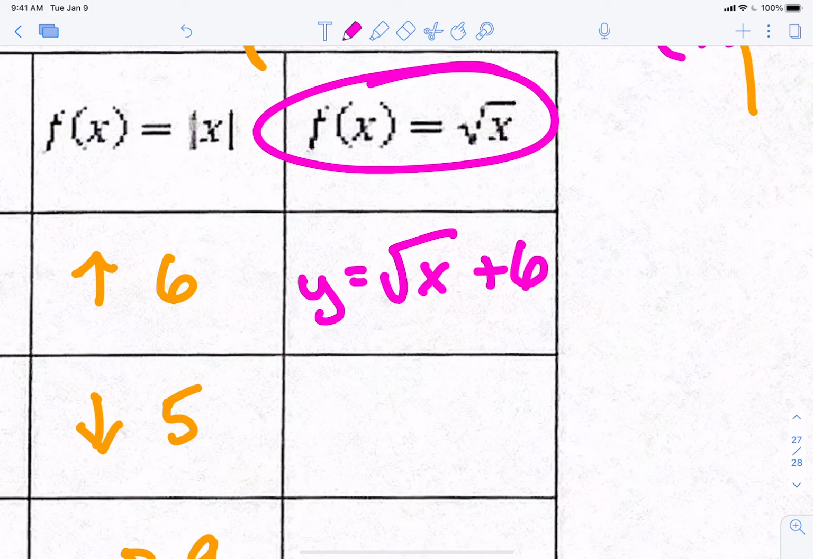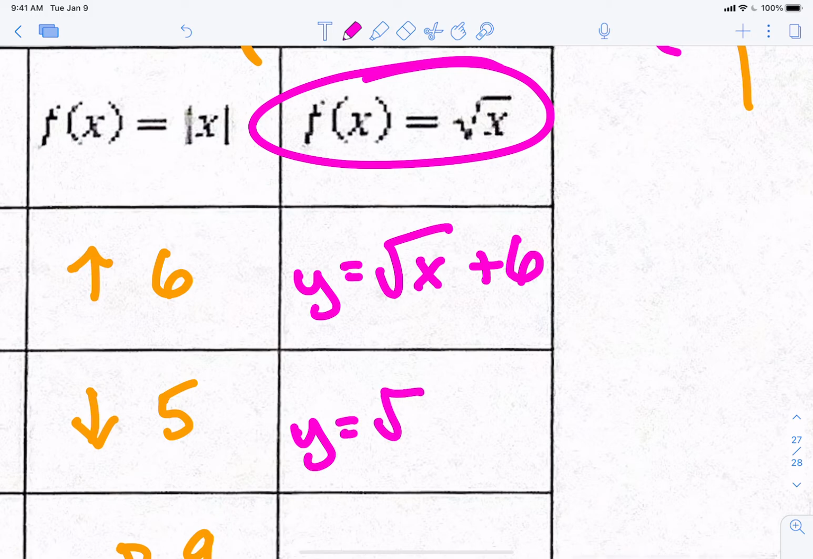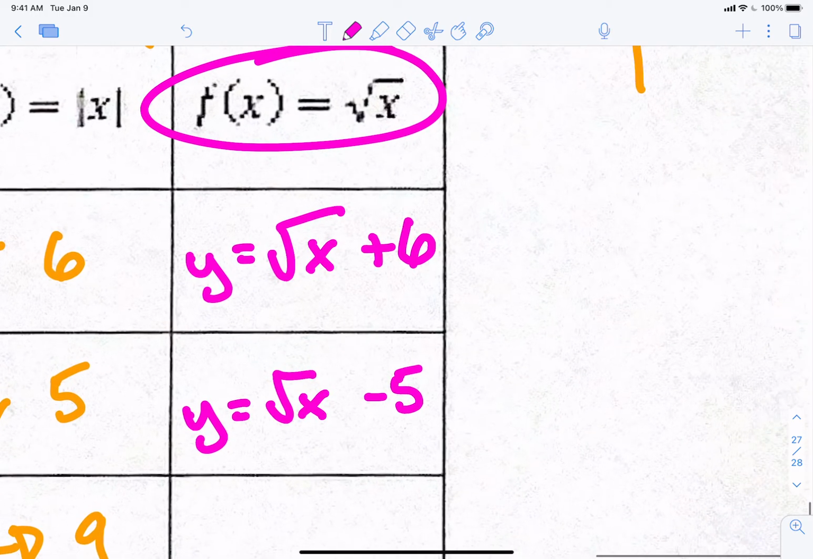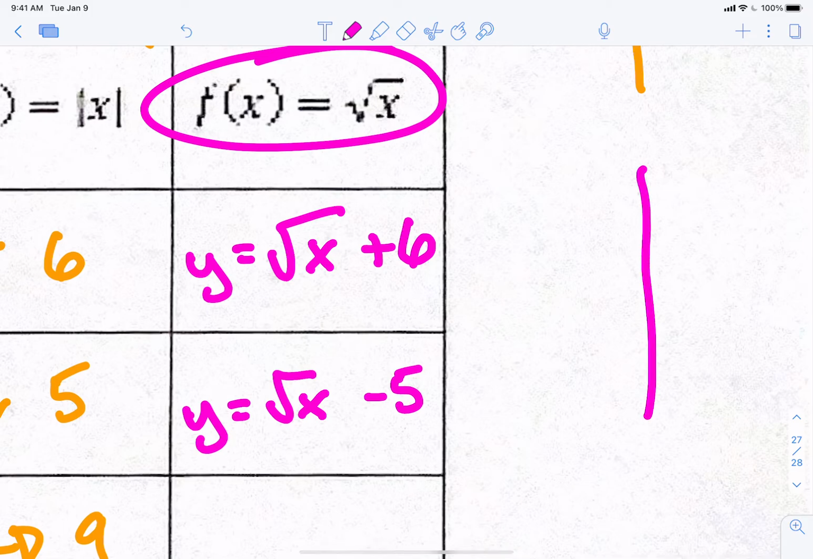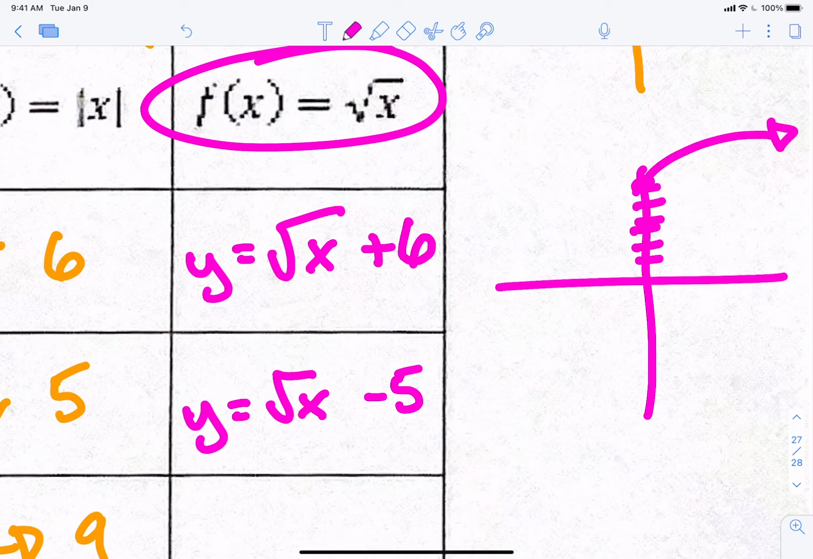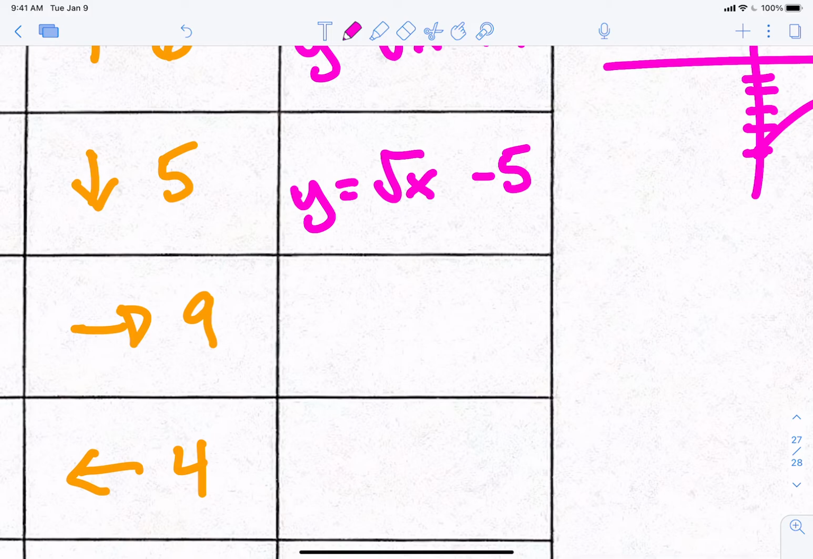Like that. Okay, now 5 units down should be easy from there, right? Y equals the square root of x minus 5. That's 5 units down, okay? And what that will do on the graph, if I'm taking him and moving him 6 units up, 1, 2, 3, 4, 5, 6, really this is what's happening to him, right? So that's 6 units up. 5 units down would be right there, like that. Make sense? Okay? 9 units to the right, okay?